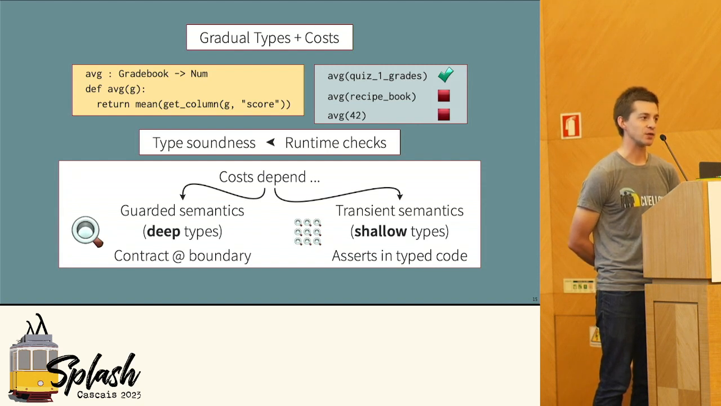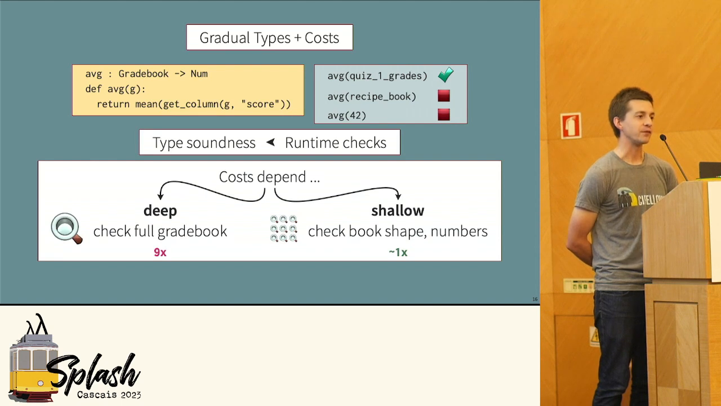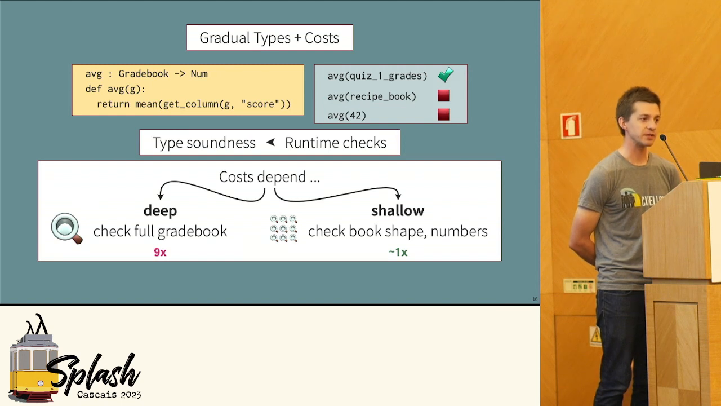So to put this in terms of our gradebook program, if we have the deep semantics for types, we're going to be checking the entire gradebook once that book crosses the boundary. So that's a big traversal of the data. And if the gradebook happens to be mutable, we're going to need to put that inside of a wrapper. And now every operation on the gradebook later on will pay some cost from that wrapper.